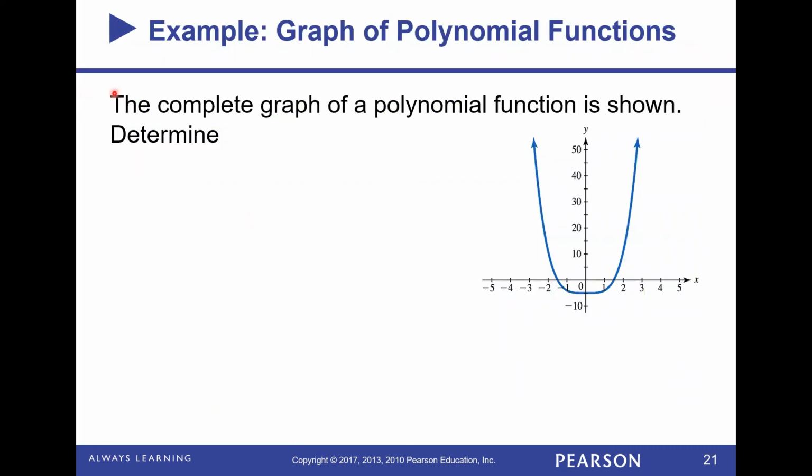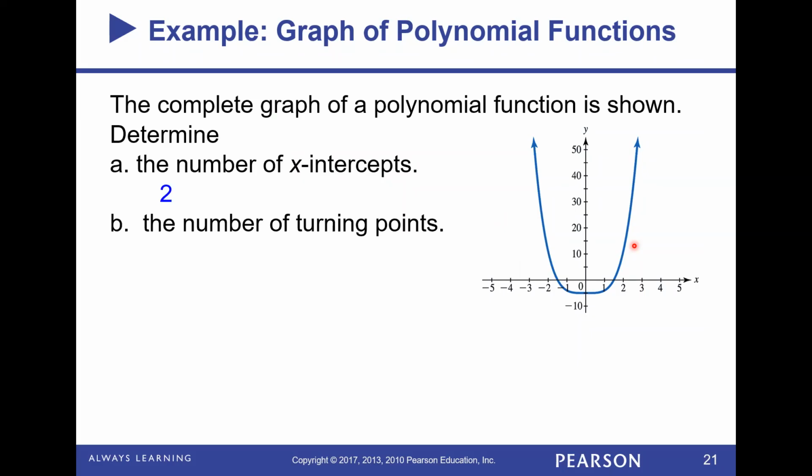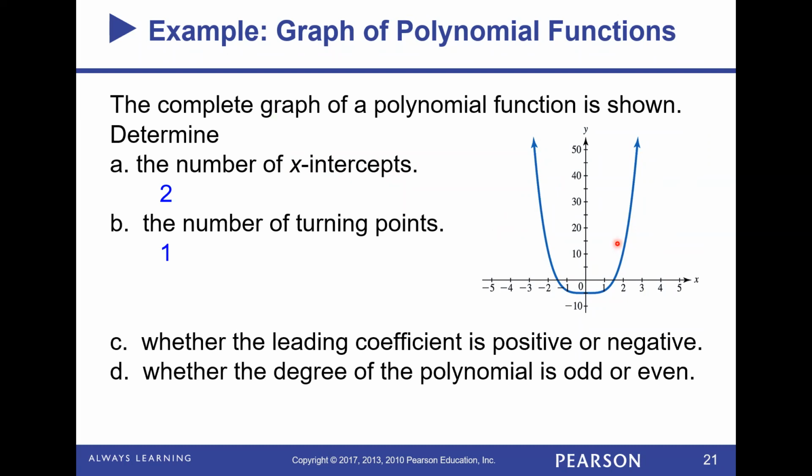So we're going to complete the graph of the polynomial shown here, and we're going to determine a couple of things. The first thing is we want to determine the number of x-intercepts. Now remember, x-intercepts are the places that it crosses the x-axis. So I can see here and here it crosses 2 times. Okay, now looking at that graph, how many turning points are there? Well, we go from decrease to increase. I only see 1 turning point here. Now, with just that information, we're going to answer C and D together. So what I want to know is whether that leading coefficient is positive or negative, and also whether the degree of the polynomial is even or odd.